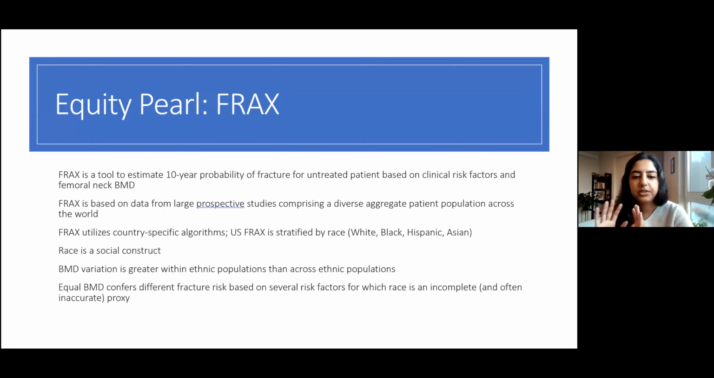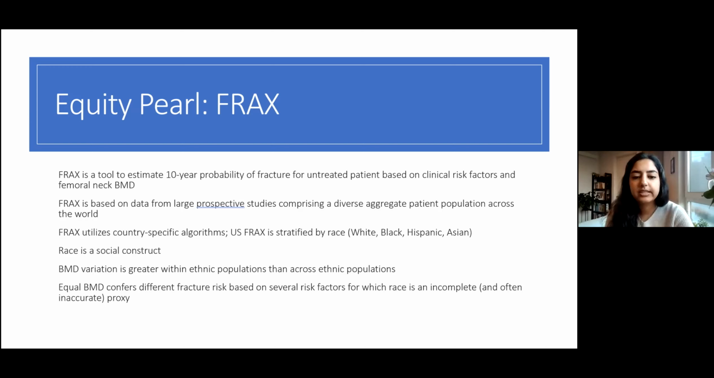So a little equity spotlight on the FRAX. The FRAX is a tool that was created at the University of Sheffield, in England, to estimate 10-year probability of fracture for untreated patients, and it utilizes a bunch of clinical risk factors and their femoral neck bone mineral density. The data that's utilized in the FRAX is derived from large prospective studies, and it does comprise a worldwide aggregate patient population. And then the FRAX utilizes country-specific algorithms. So there's a UK FRAX, there's a Canada FRAX, there's a China FRAX, and US FRAX.